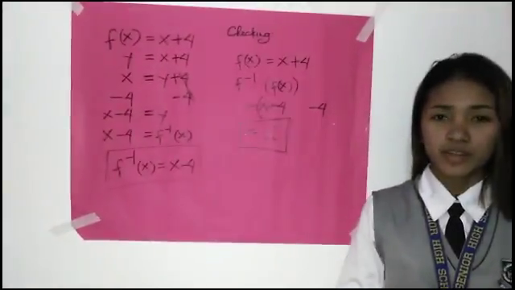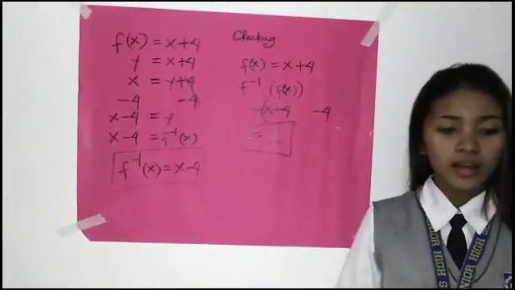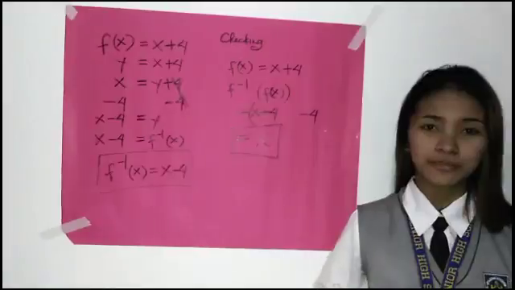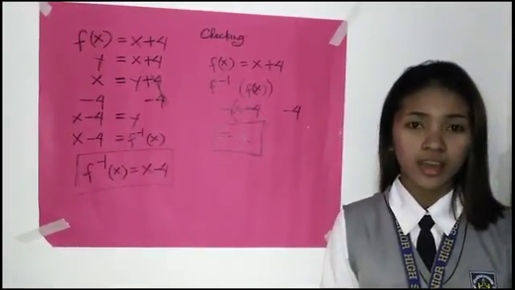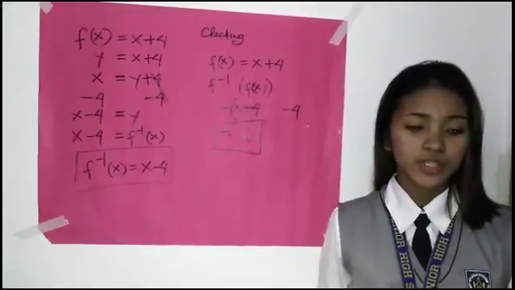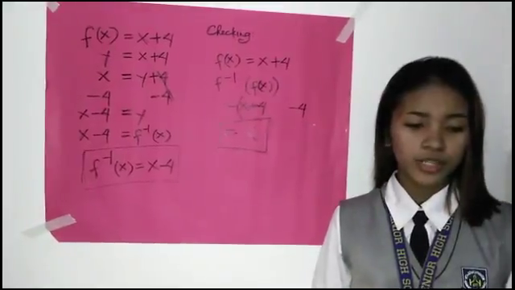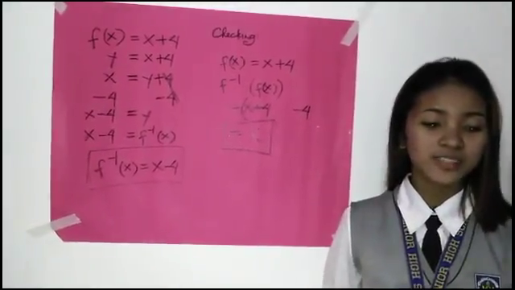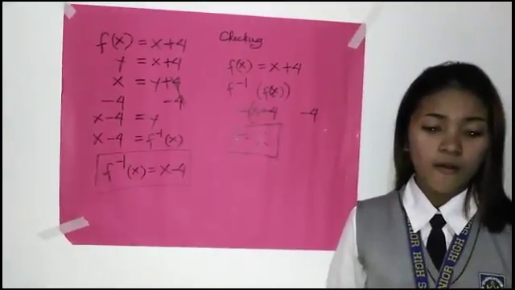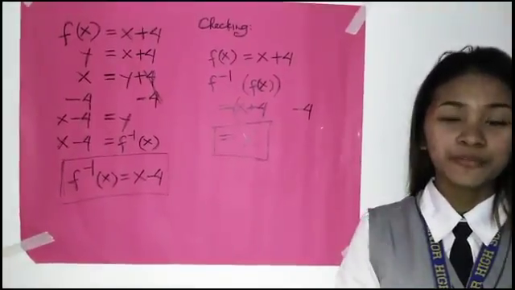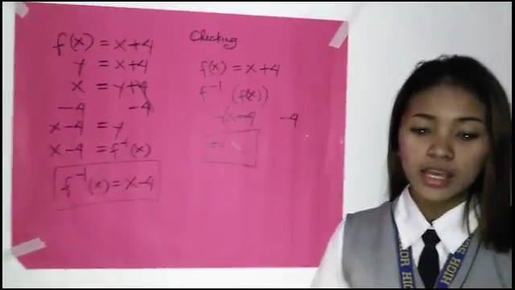Okay, so hi guys, I'm Jennifer, and today we're going to tackle the inverse of a function. So to find the inverse formula of a function, there are 4 steps. First, replace f of x with y. Second, interchange x and y. Then third, solve the equation for y. Then fourth, replace y with the notation for the inverse of x. So number 4 is replace y with the notation f inverse of x.